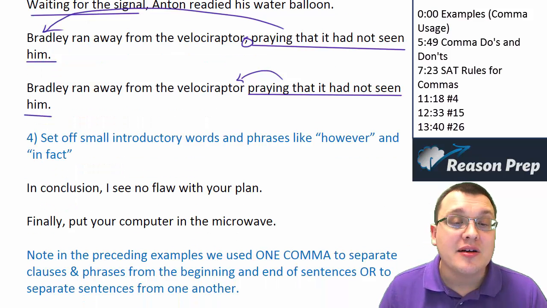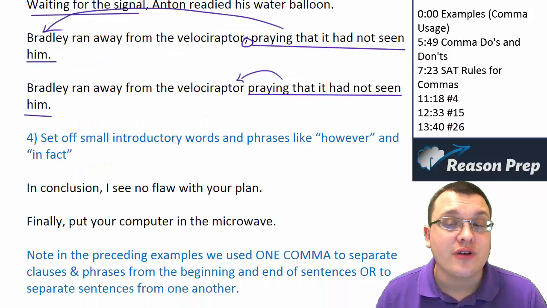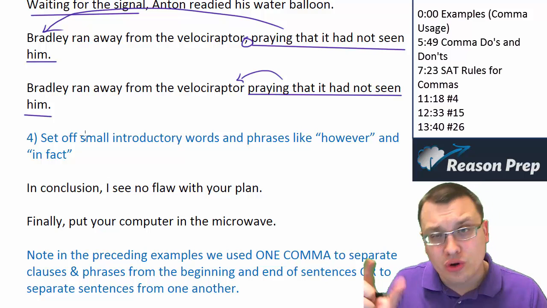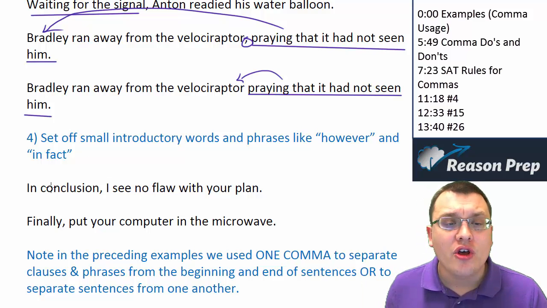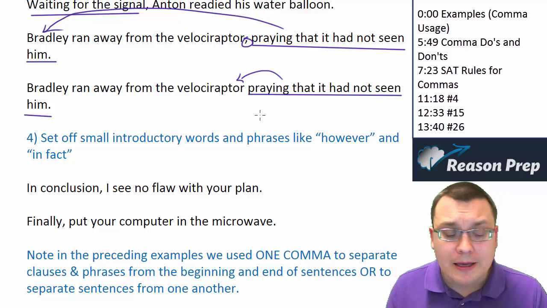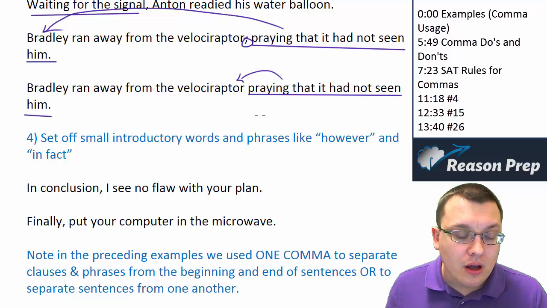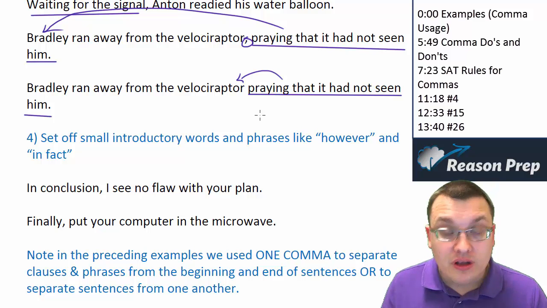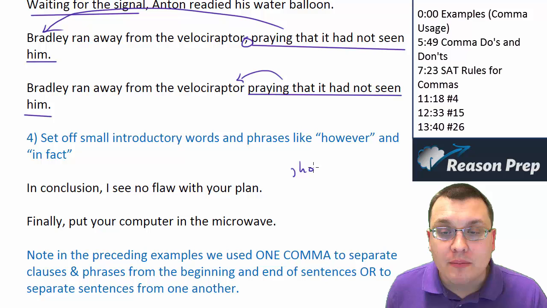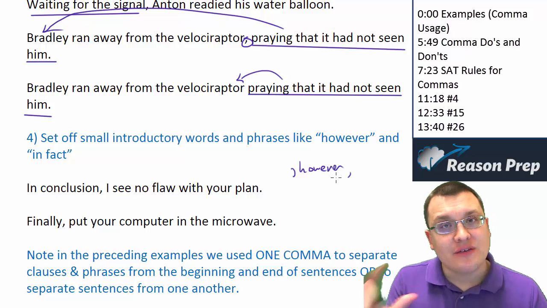You can also use a comma to set off small introductory words and phrases like however and in fact, typically from the beginning of the sentence. If they're in the middle of the sentence, you can also use them with two commas. So for example, in conclusion, I see no flaw with your plan. Finally, put your computer in the microwave. You could have a third example, something like, it was determined, however, that we should go to the mall. In that sentence, your however would be between two commas if it's in the middle of the sentence.